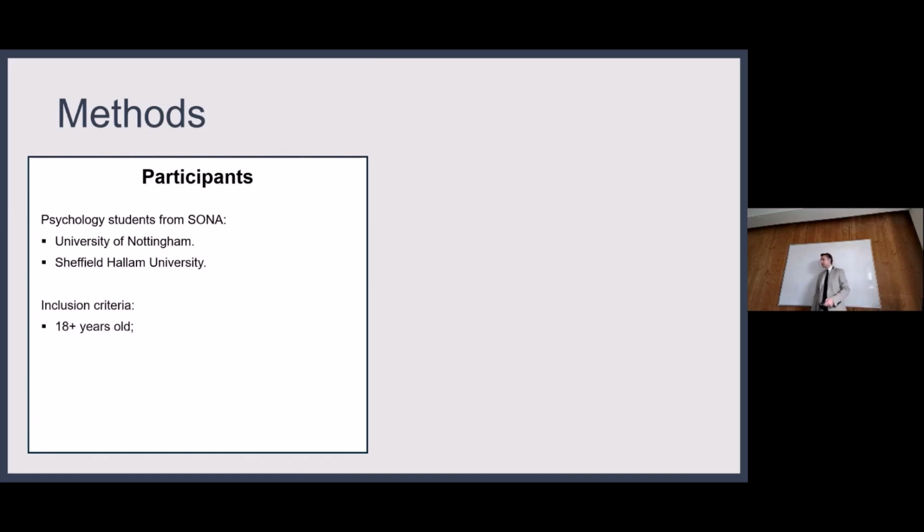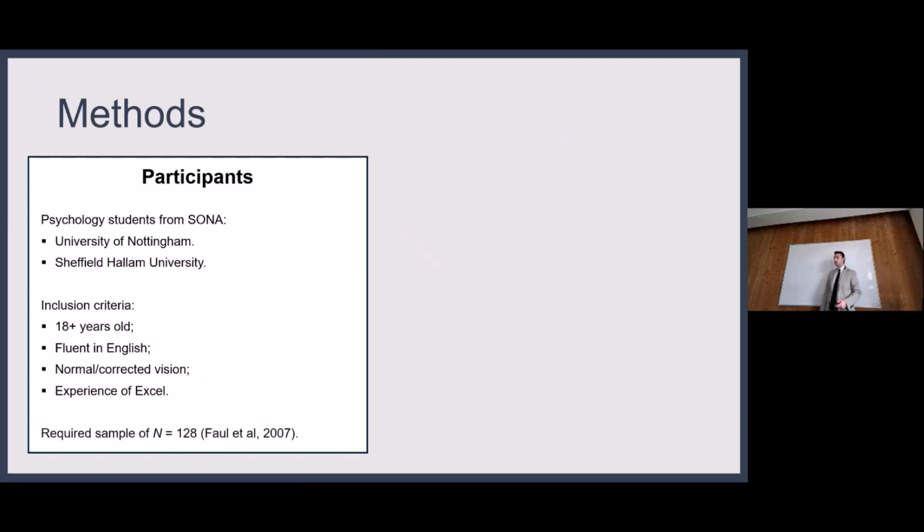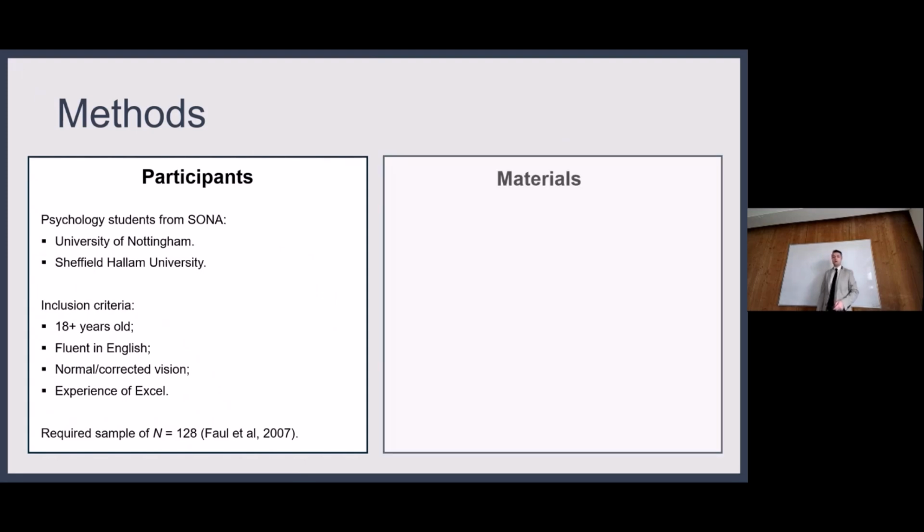Participants had to be 18 years of age or older, fluent in English, normal or corrected to normal vision, for example, with glasses, and they had to have experience of Excel, because we were getting them to do some calculations in Excel. And when we did the power analysis, we did a statistical analysis to say that we need 128 people, otherwise we'll just get silly false negatives. So that's the amount of people we need, 128, and data collection is still ongoing.